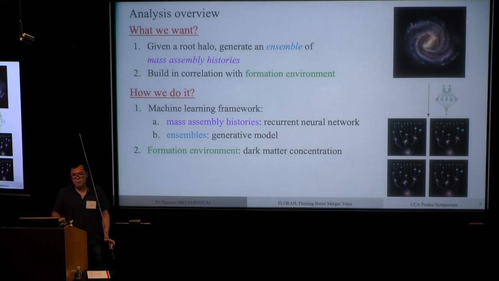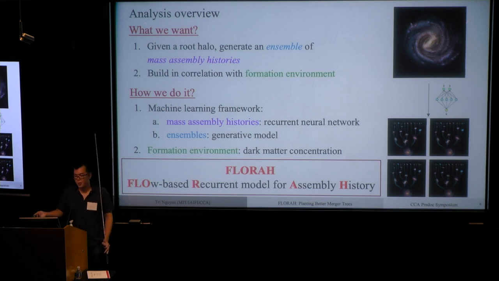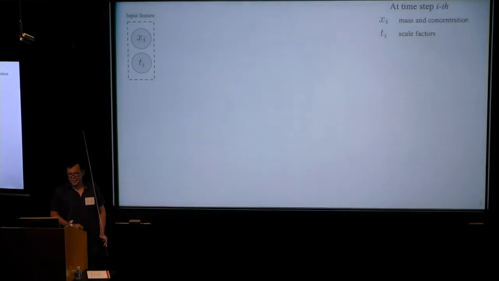And for the formation, because we use the neural network, we can incorporate any kind of variables into the models. And in our case, I will feed in the dark matter concentration, which has been found to be related to the formation history of merger trees. So for our models, we have FLORA, which stands for flow-based recurrent models for assembly history. All right, so how does it actually work?